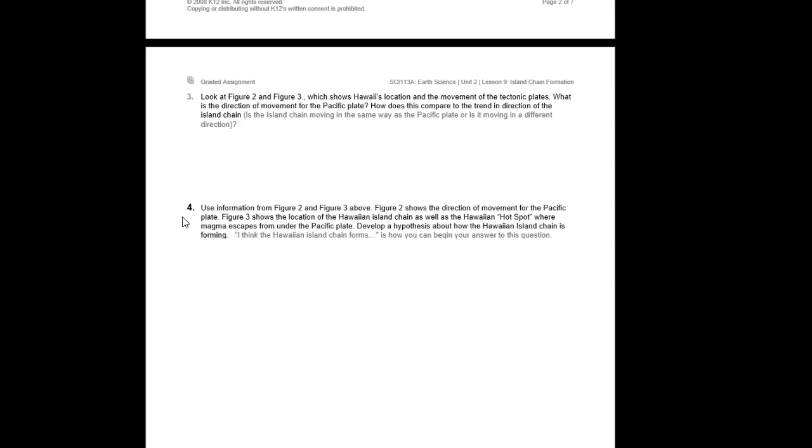You don't have to begin your hypothesis like that, but just give me some explanation of how you think, based on the information you've learned about hotspot volcanoes and how the Pacific Plate is moving, the Hawaiian chain formed.